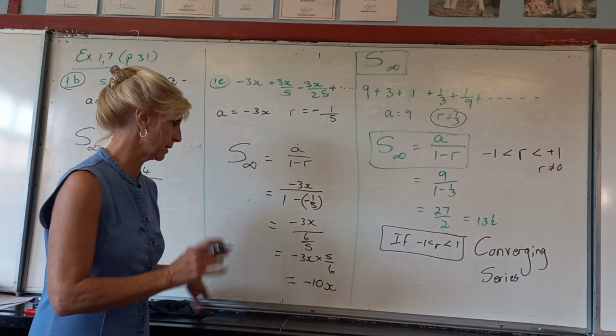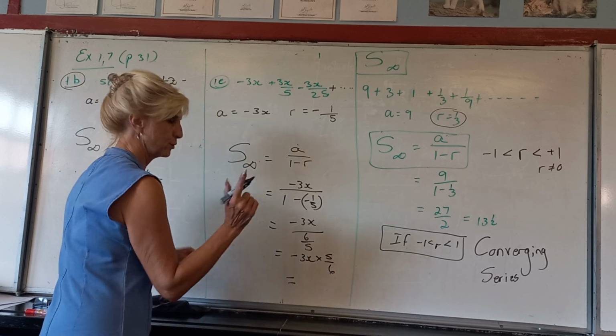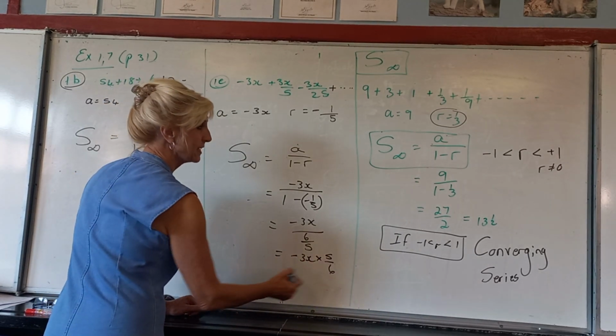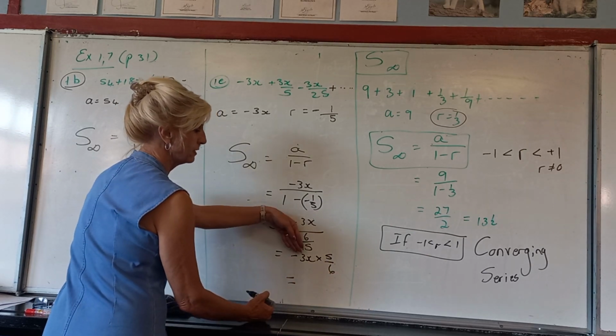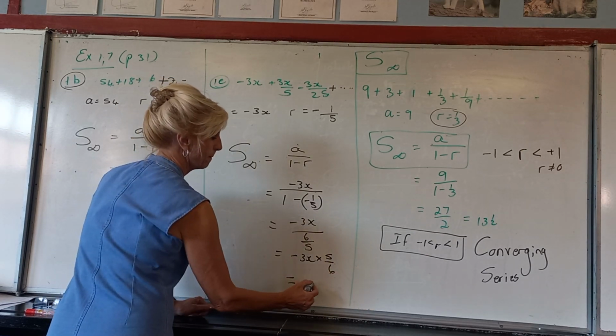6 goes in there. I'm doing it wrong. 3 goes into 6. I said the other way around. 3 goes into 6 2 times. So we've got -5 over.